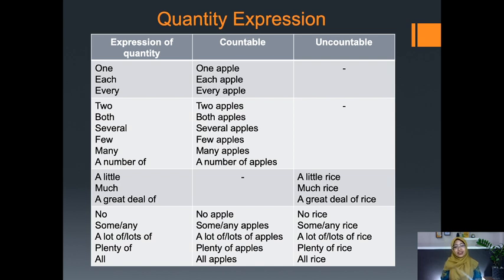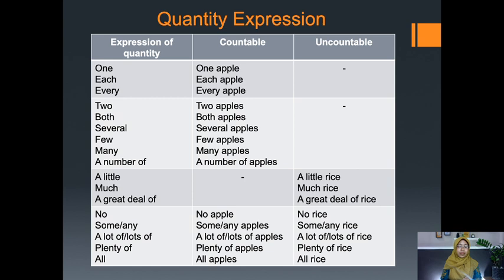Okay? And for the uncountable, you can use some quantity expressions like little, much, a great deal of. Jadi, jika Anda menggunakan quantity expression little, much, a great deal of, it is impossible to use a countable noun after that quantity expression. You should use an uncountable noun. For example, furnace, rice, sugar, water, oil, and many others.